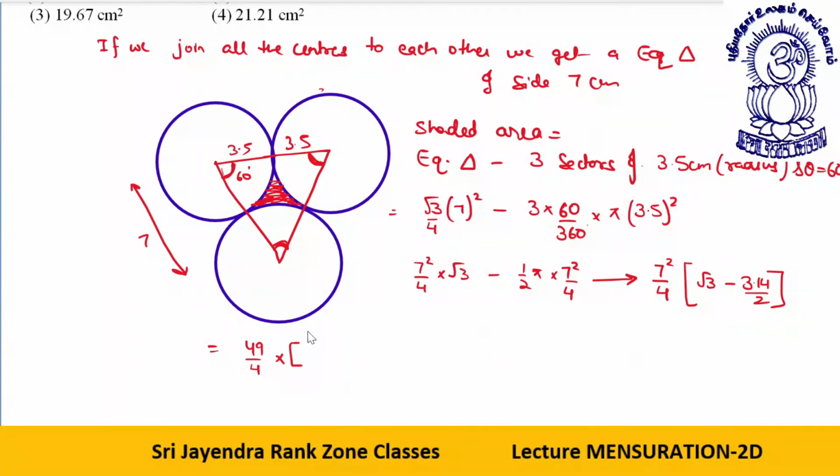So this gives you the value of 49 by 4 into, what is the value of root 3? This is 1.732 minus 1.57. So this gives me 49 by 4 into 1.732 minus 1.57 gives me 0.162, or I can say 49 into 0.04. 49 into 0.04. So this is near about 19.6 approximately. Let's look at the options.